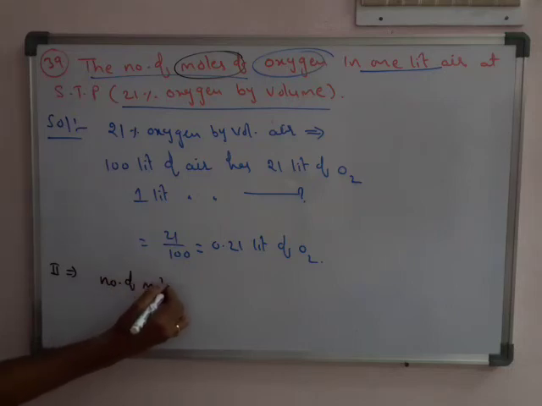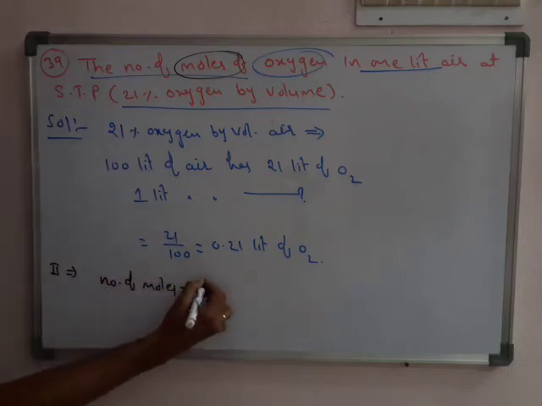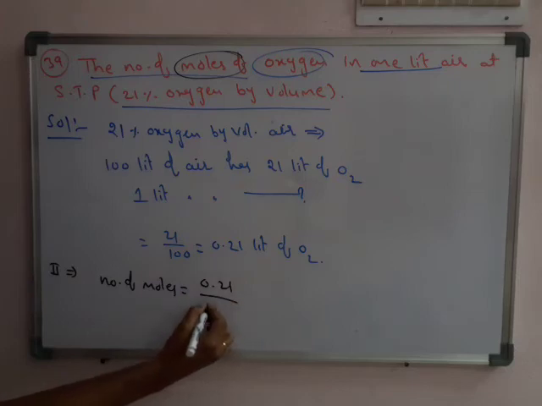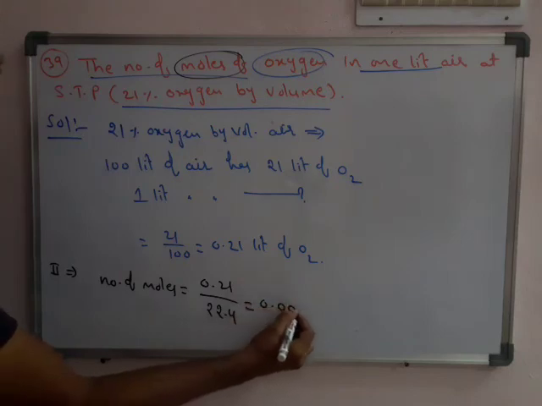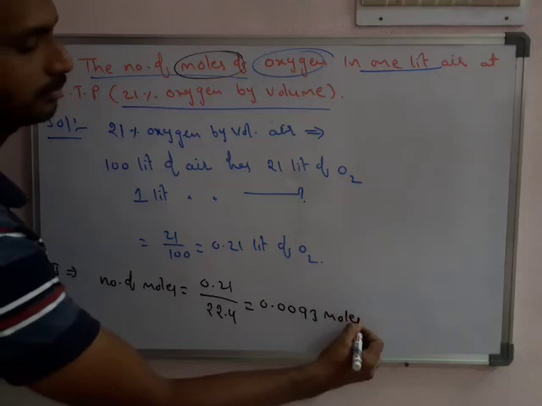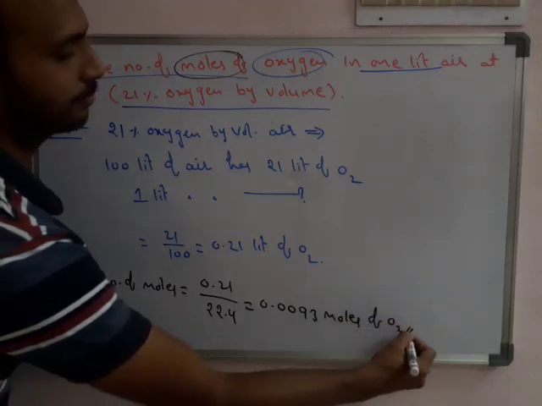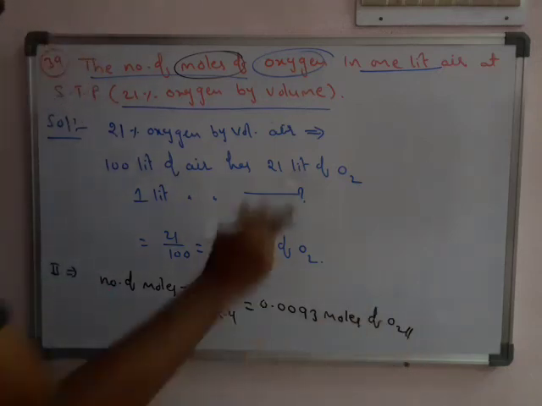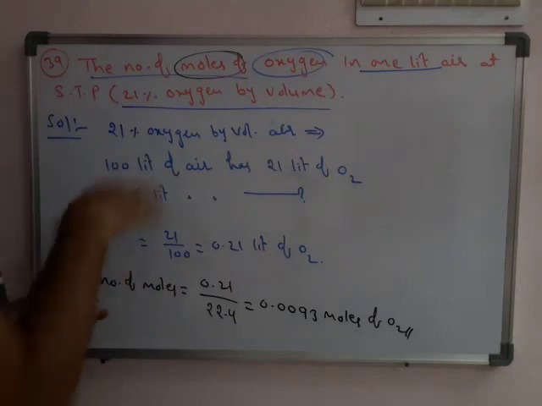When volume is given, the number of moles equals volume in liters by 22.4. So approximately 0.00 moles of oxygen is present in 1 liter of this type of air.